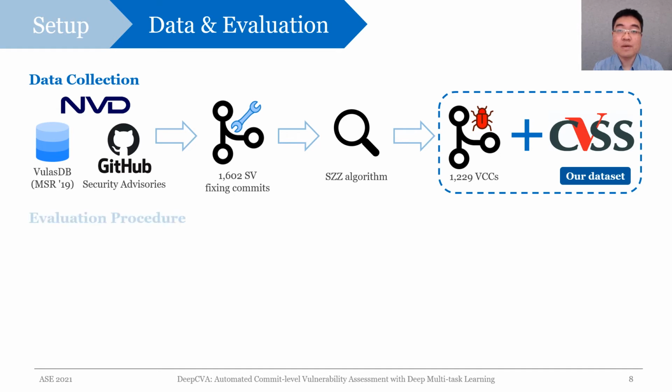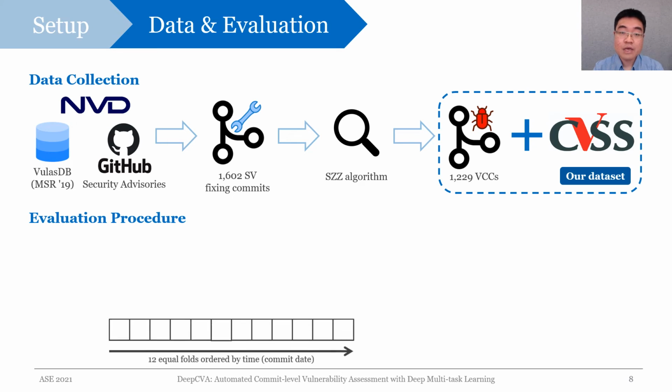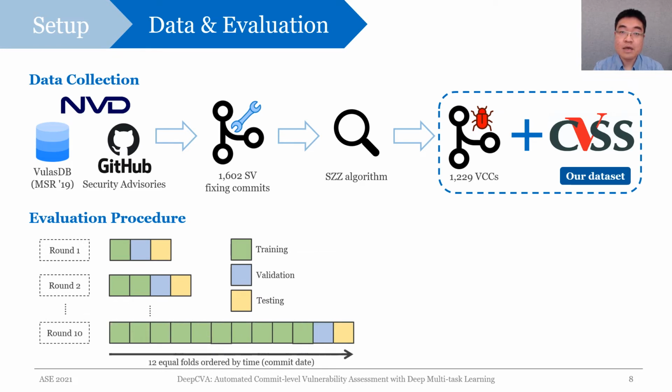After that, we apply a 10-round time-based validation technique on such dataset to maintain the temporal property of vulnerabilities for evaluating the models as recommended in the literature. In each round, say round I, we use all the folds from 1 to I for training, fold I+1 for validation and tuning hyperparameters, and finally fold I+2 for testing. We then repeated the same process 10 times.